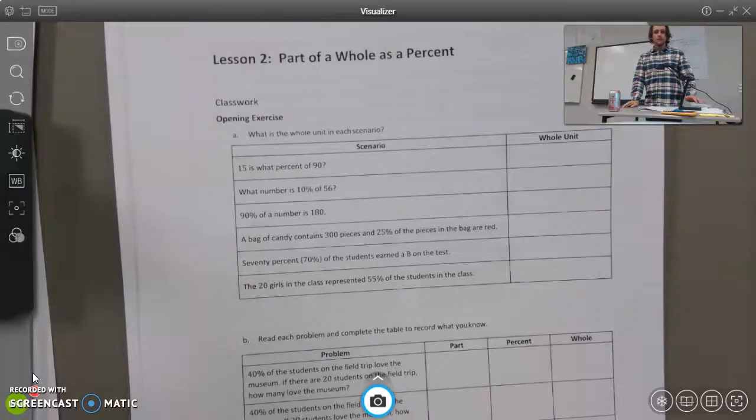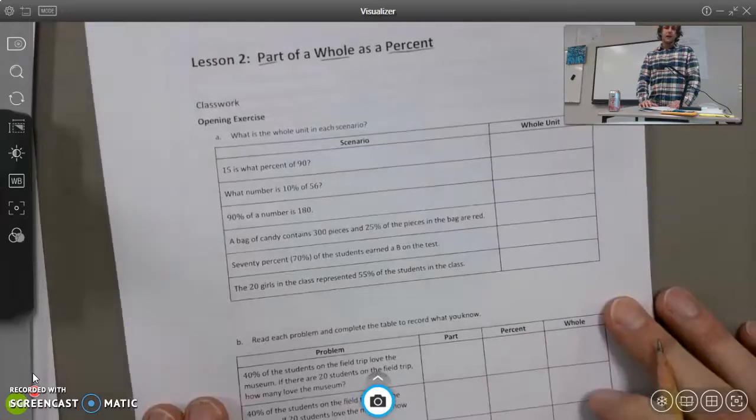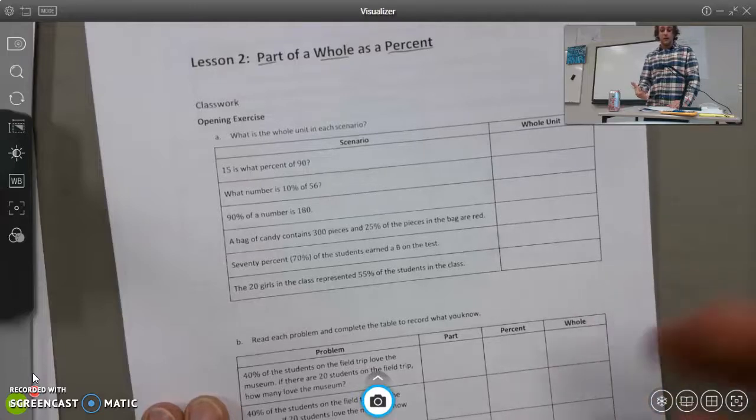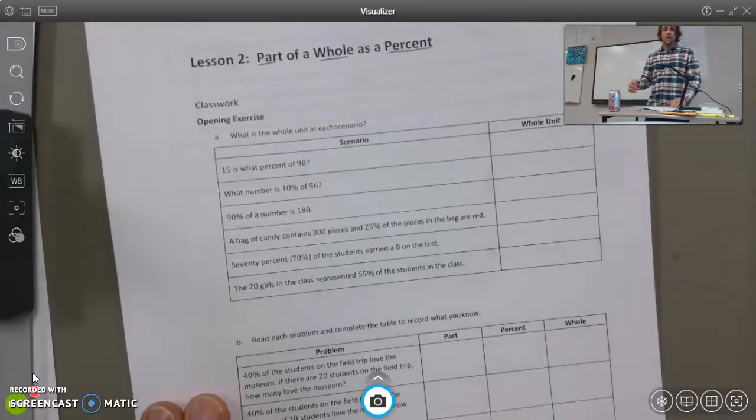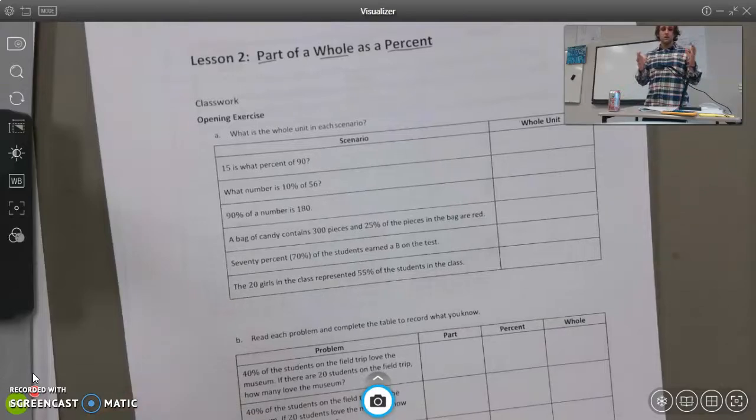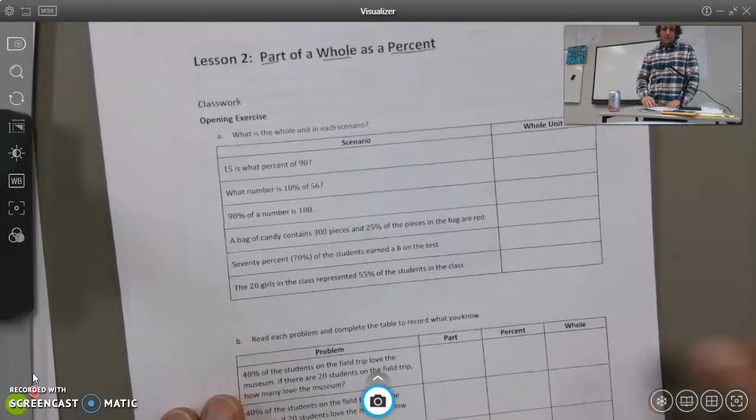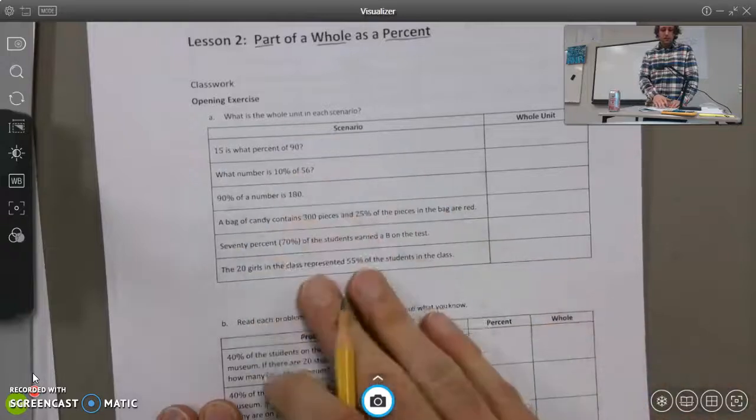Today we're going to be looking at the relationship between part, whole, and percent. And we're going to be doing problems where you are finding each of these. You might be finding the part, you might be finding the whole, you might be finding the percent. So we're looking at the relationship between these three quantities. Some examples of this we're going to go through here.